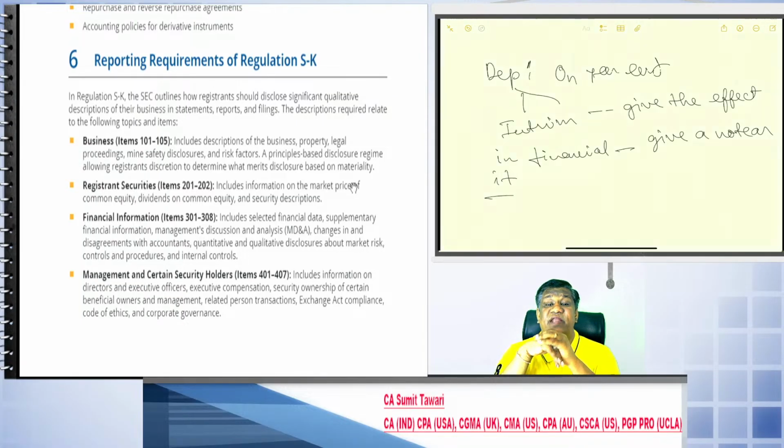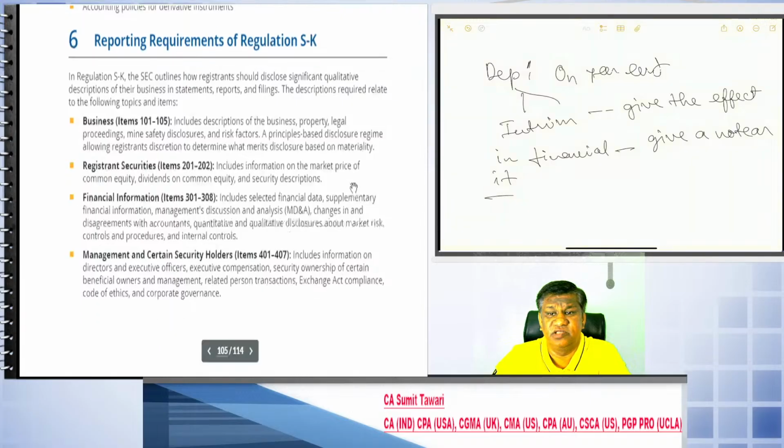And management and certain security holders, so include information on directors, executive compensation, security ownership of certain beneficial owners and management, related person transactions, Exchange Act compliance, and code of ethics and corporate governance. So if the managing director gets changed, then you need to disclose this to the registrant through Regulation S-K. So that is basically the management and certain security holders.